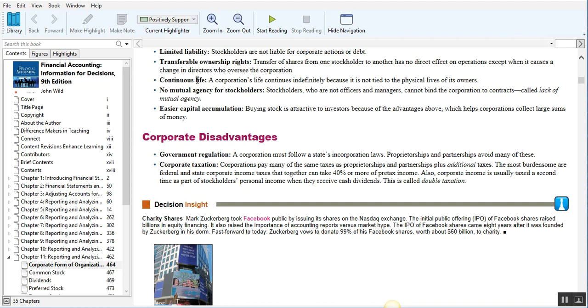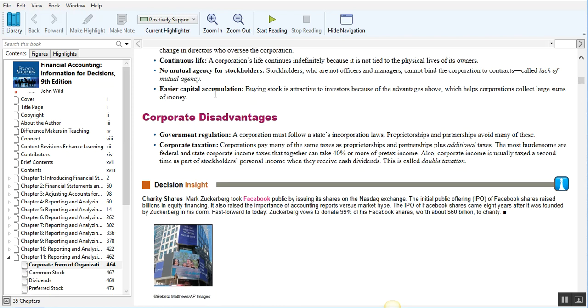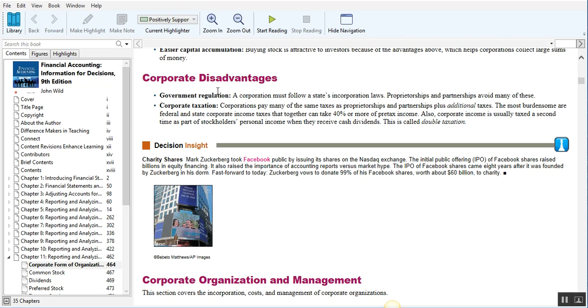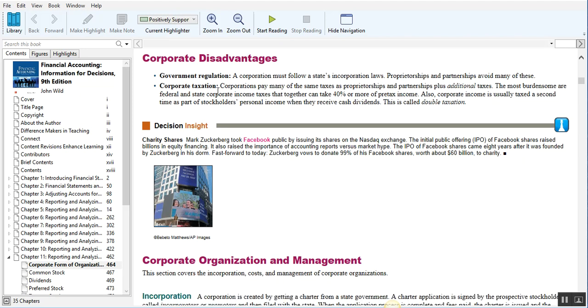A good example of that would be Ford Motor Company. It's no longer owned by the Ford family. It was established by Henry Ford, but as a corporation, it's publicly traded, and it has a life of its own separate from that ownership. There's no mutual agency for stockholders. If you're a stockholder, you have no ability to bind the corporation into a contract or an agreement in any way. It's also easy to accumulate capital. That's a very attractive part of being a corporation.